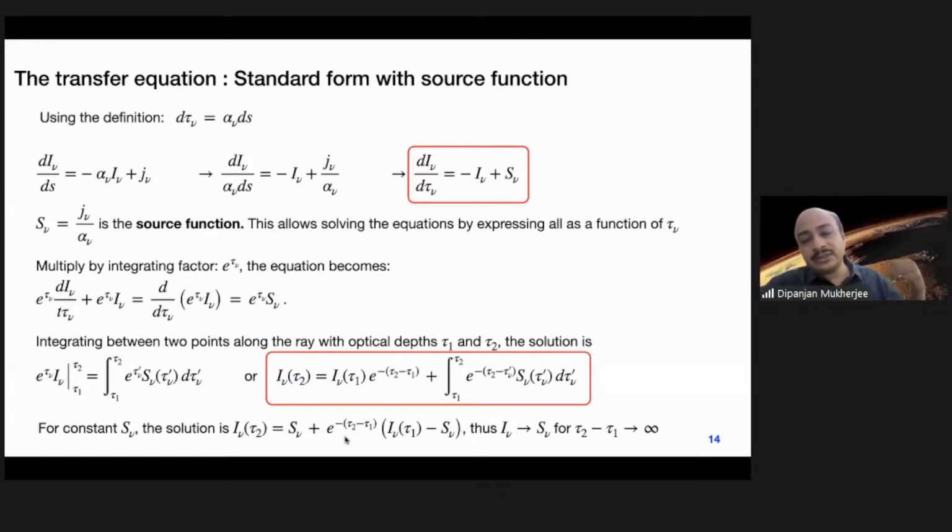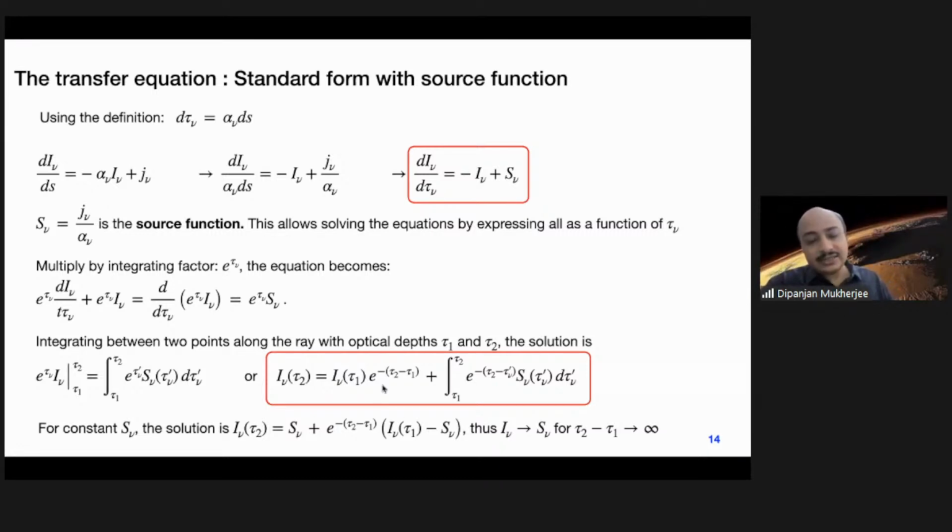What's happening here is the incoming intensity is completely absorbed by this term, and whatever remains along this ray is just the emission and the absorption processes due to the material that is emitting or absorbing the radiation. And this is a fundamental property of the intensity inside a region that is optically thick.